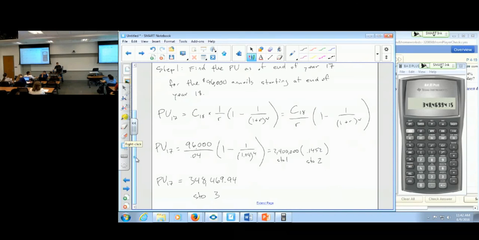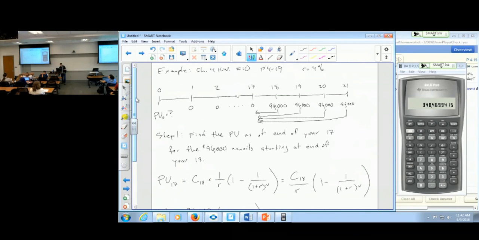So what we've done, 348,469, we have found, as of end of year 17, the value of 4 years of college. So if I wanted to wait 17 years and then deposit money in the account, I need to deposit almost $350,000 in order to make sure my kid can go to college for 4 years. That's going to suck. But luckily, I'm starting now instead of 17 years from now. So I want to know the cost today.